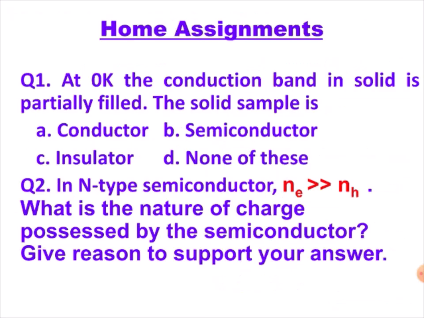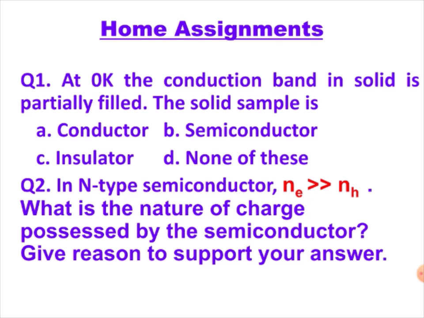Now I will give you some homework, or rather a home assignment. The first one is to choose the correct answer. Question number 1. At 0 Kelvin, the conduction band in a solid is partially filled. The solid sample is: A, conductor; B, semiconductor; C, insulator; D, none of these. You have to choose which one is correct.